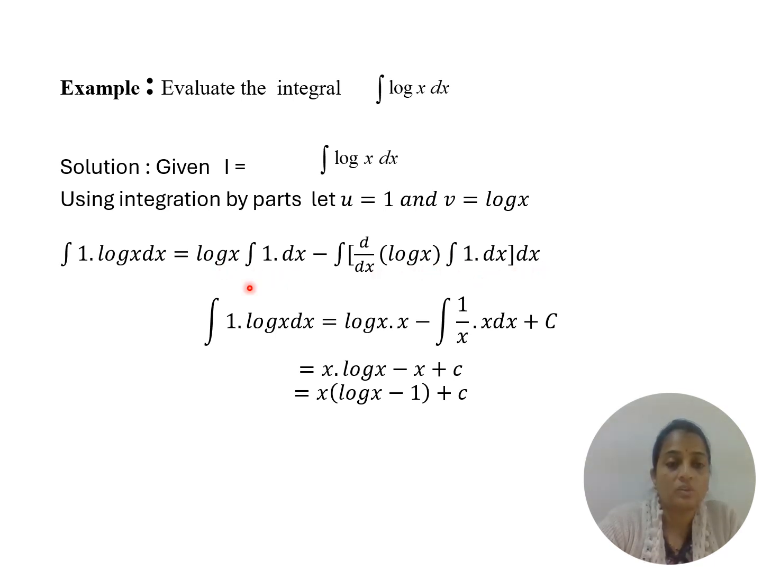So log x constant and integration of 1 is x, minus differentiation of log x is 1 by x, and integration of 1 is x, and x cancels, so only integration of dx is again x, so we write minus x plus c. So x log x minus x plus c. Taking x common from the two terms, we get x times log x minus 1 plus c. So the final answer is x (log x minus 1) plus c.